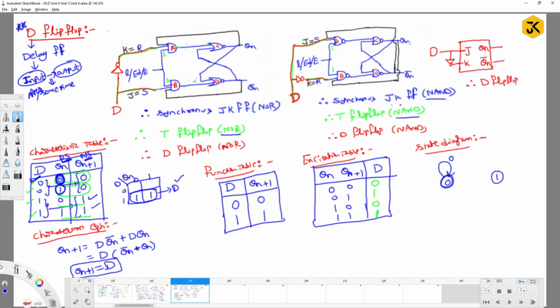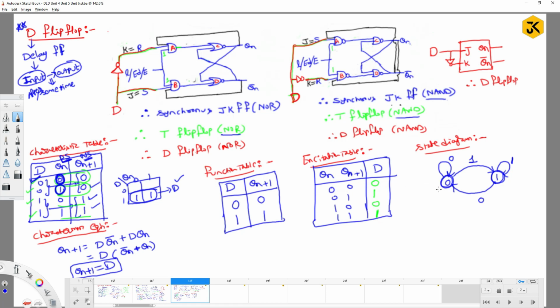If I am at the present state 1 and I get the input 0, then I am going to move to the 0th state. Similarly, if I am at the present state 0 and I get the input 1, I am moving to the first state. Similarly, if I am at state 1 and I get the input 1, I am going to move to the same state. So this is the respective state diagram for the D flip-flop.